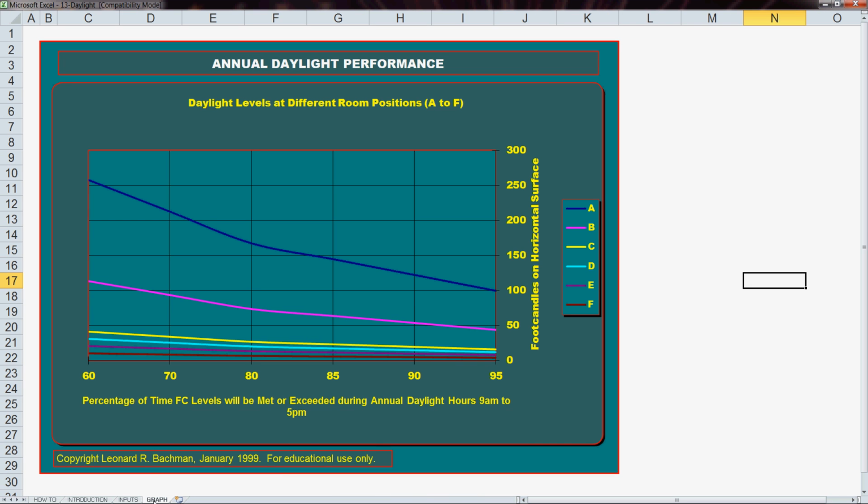and one of the things that's produced is a section isolume of your design. So this says for the percentage of time how many foot candles will be maintained at different locations in the space.